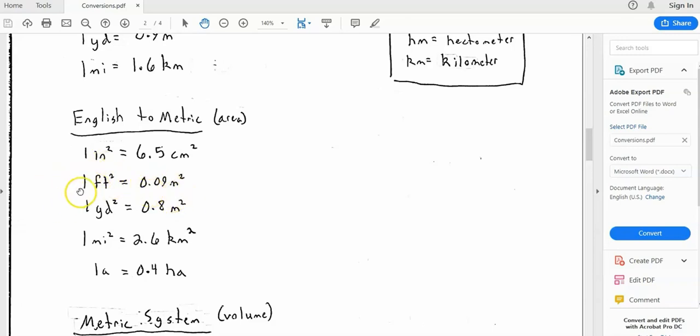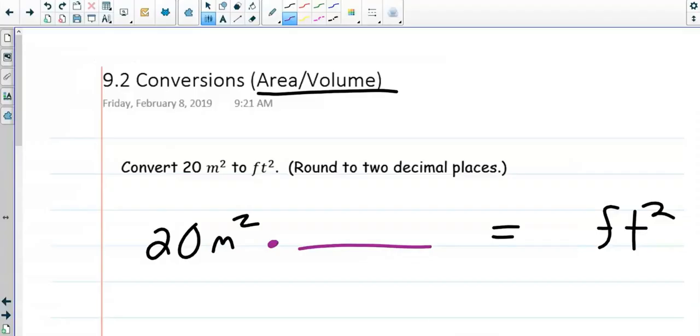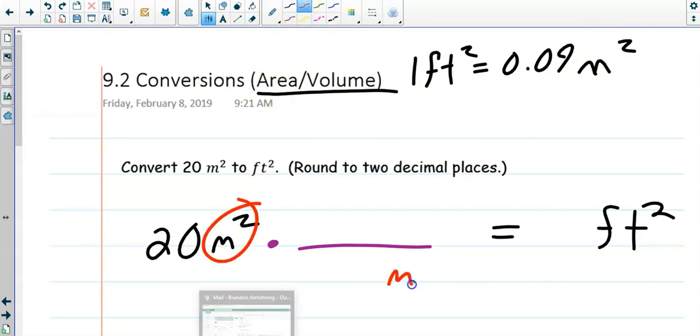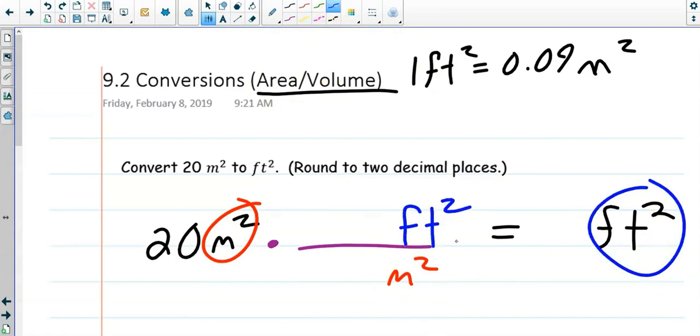1 foot squared is equal to 0.9, or sorry, not 0.9, 0.09 meters squared. So that's what we want to use. Again, 1 foot squared equals 0.09 meters squared. Look at that. We want to get rid of this one, so it goes on the bottom. We want this one, so it goes on the top. See, it's all the same process again. And just plug in your numbers.